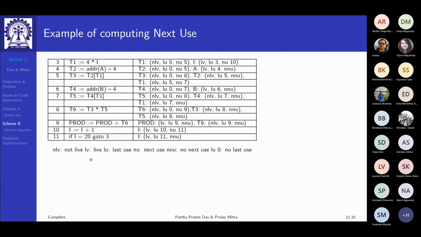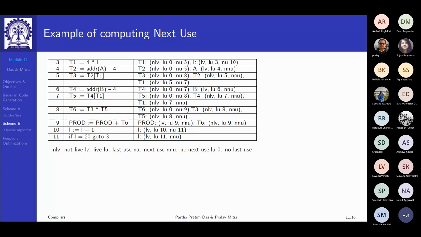Now, these are the annotations for the next use. We write NLV to mean not live. We write LV to mean live. We write LU to mean last used, that is, when the variable was last used. We write NU to mean next use. We write NNU to mean that there is no next use. And we write LU0 to mean that there is no last use: after definition, use has not happened.